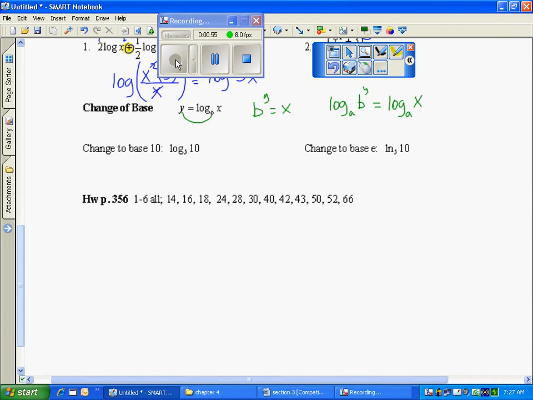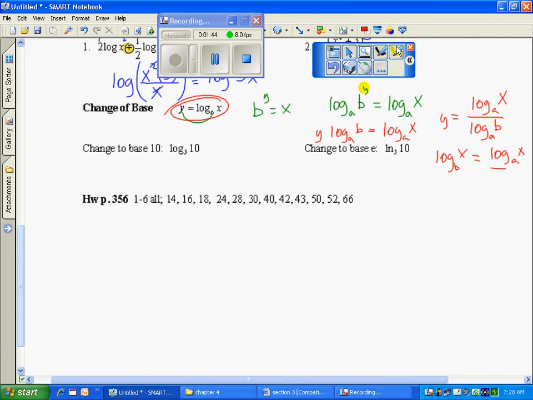Using property 3 from the first lecture, I can take this exponent of y and bring it down in front. So it's going to look like y times log of b base a equals log of x base a. So now if I solve for y, I get y equals log of x base a divided by log of b base a. And what was y equal to? y was equal to the log of x base b. So now all of this is equal to each other.